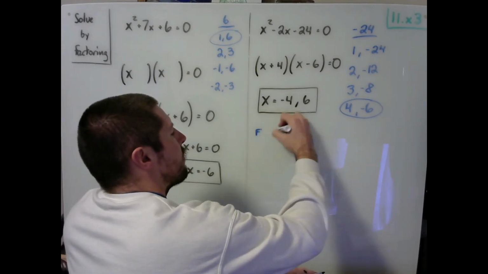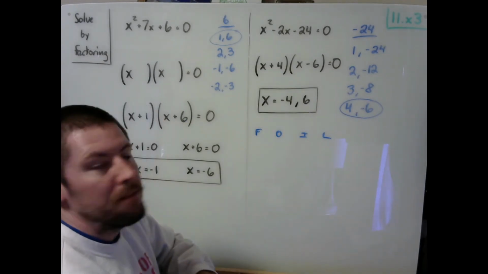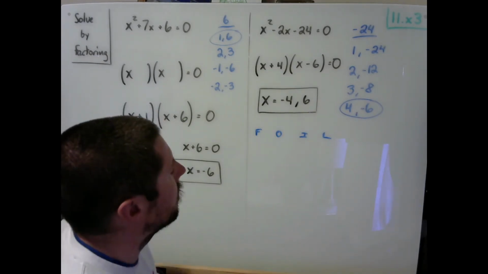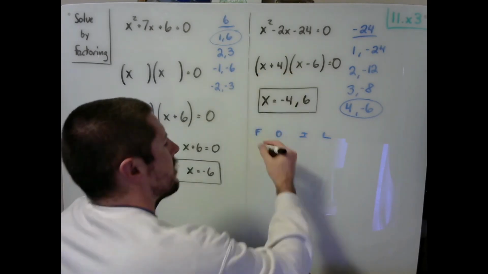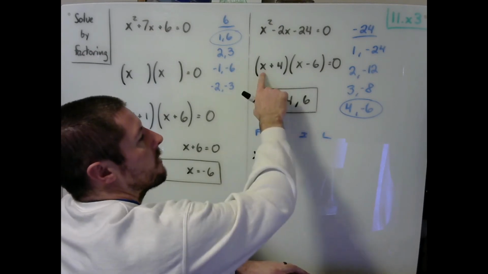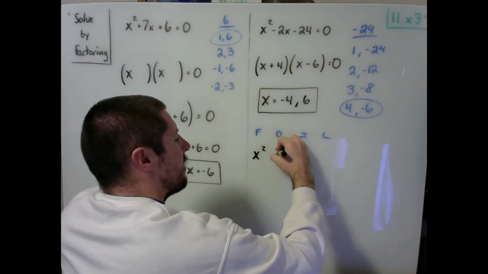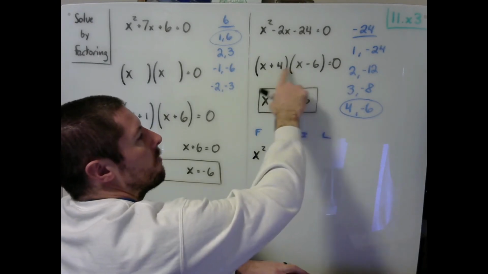If I just FOIL out my factored form, I can verify that it's going to be the same as my original. F in FOIL stands for first. First times first is x squared. Outer two terms, x times negative 6 is negative 6x. I stands for inner. Inner two terms are 4 and x.